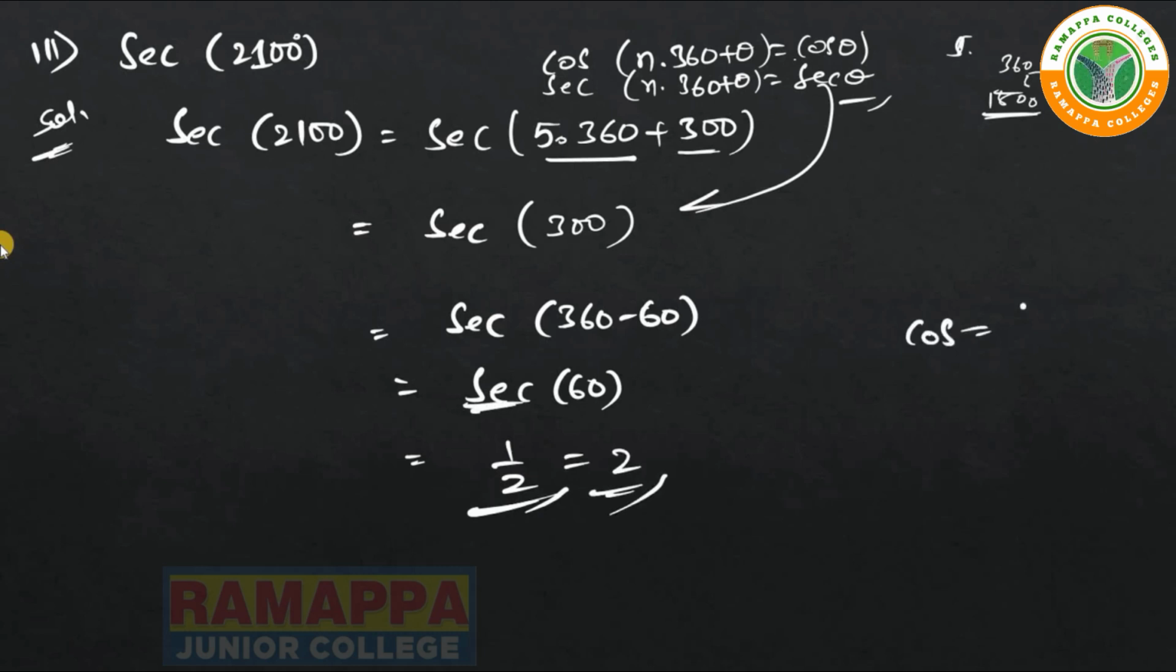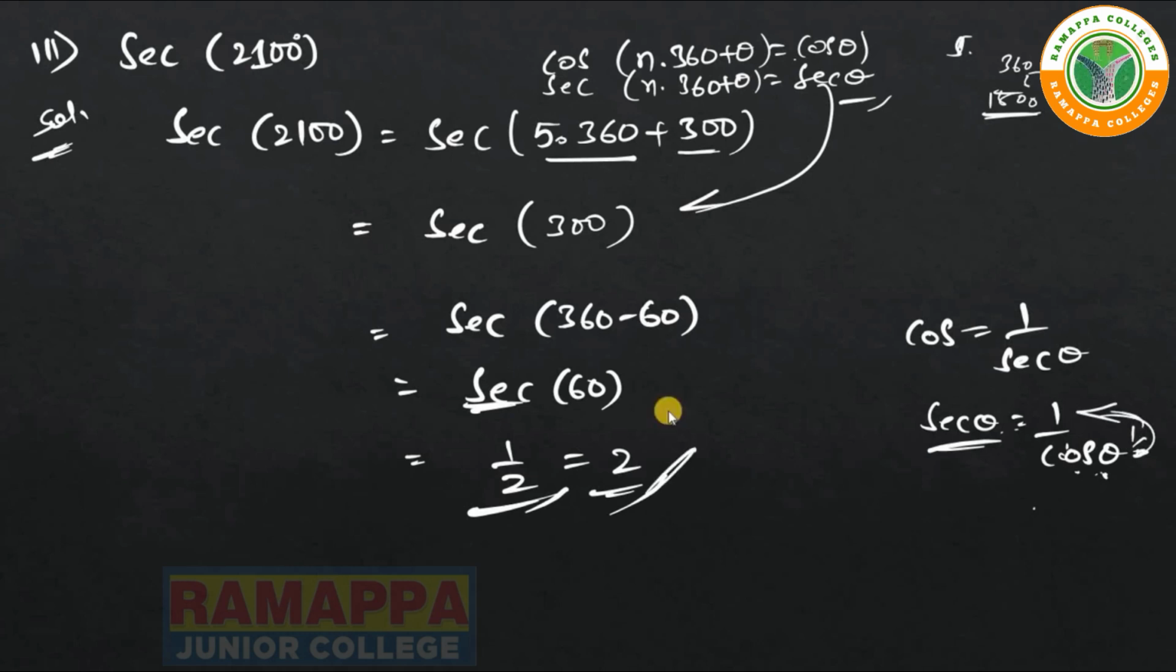So cos theta is equal to 1 by secant theta, and secant theta is equal to 1 by cos theta. So from this value, secant 60 is equal to 1 by cos 60, which is 1 by 1 by 2. So 1 by 2 will go down and it will become 2. So this is the answer, 2. Now moving to the next question.